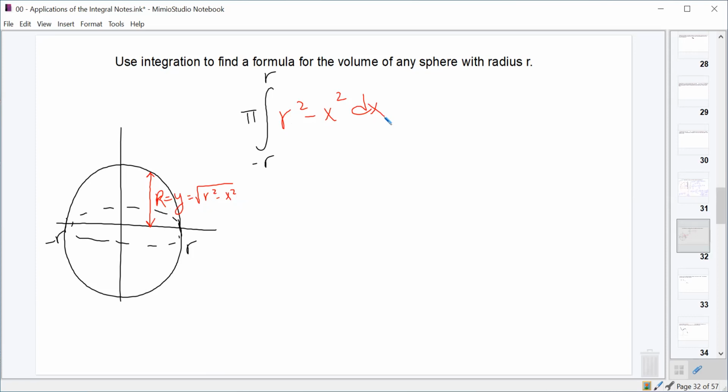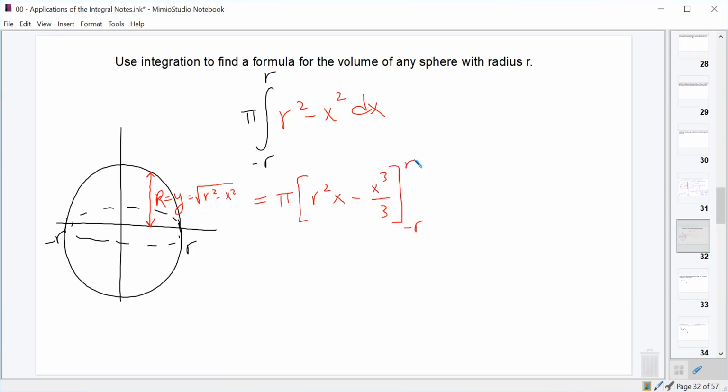And here, it looks like we're looking at two different variables, but in reality, the little r is just a constant. It's just the radius of this sphere. So r squared is just a constant. And so when I'm integrating r squared, it's just the constant times x, since the variable we're looking at is dx. The integral of r squared dx is just r squared x. And the integral of x squared is x cubed over 3.